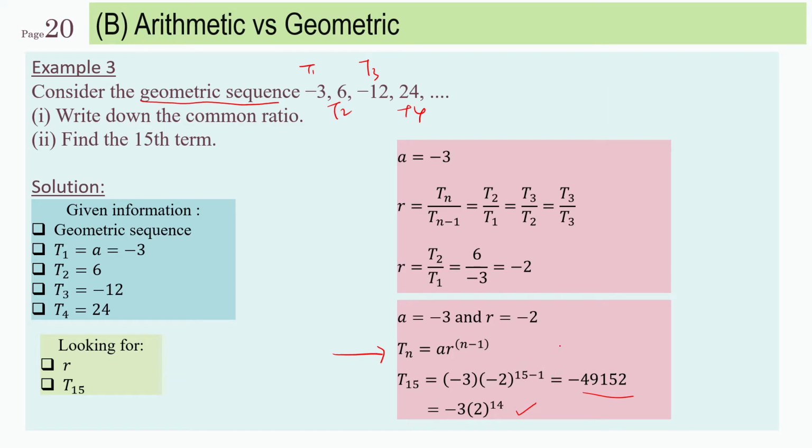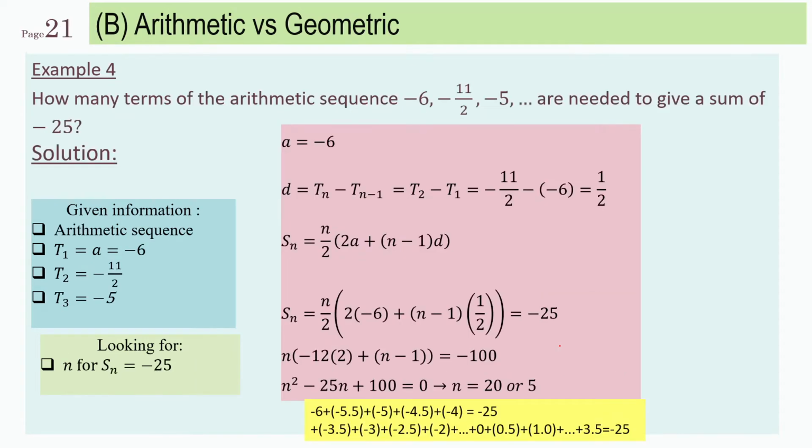Now, if you notice, for this part of the questions, it is very important that you know whether the question being asked is a geometric sequence or an arithmetic sequence. Once you can recognize whether the question is geometric or arithmetic, then you already know which set of formulas you are going to use.